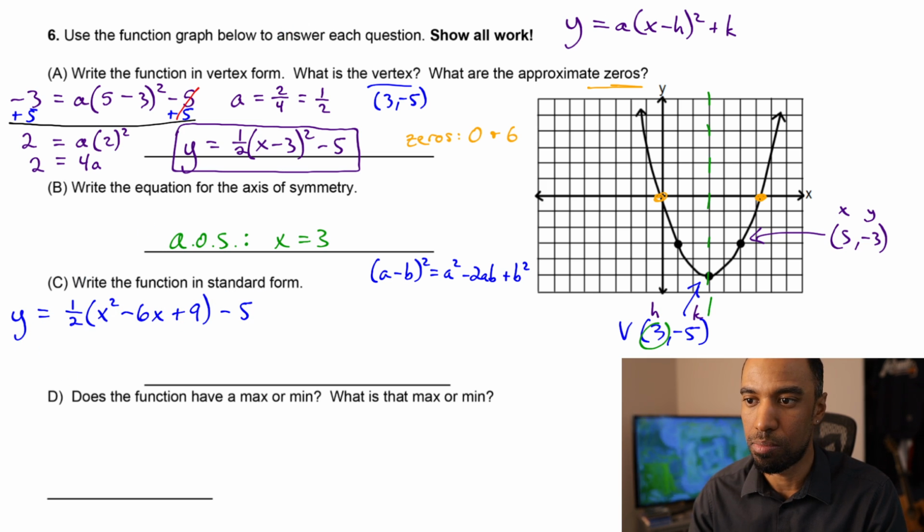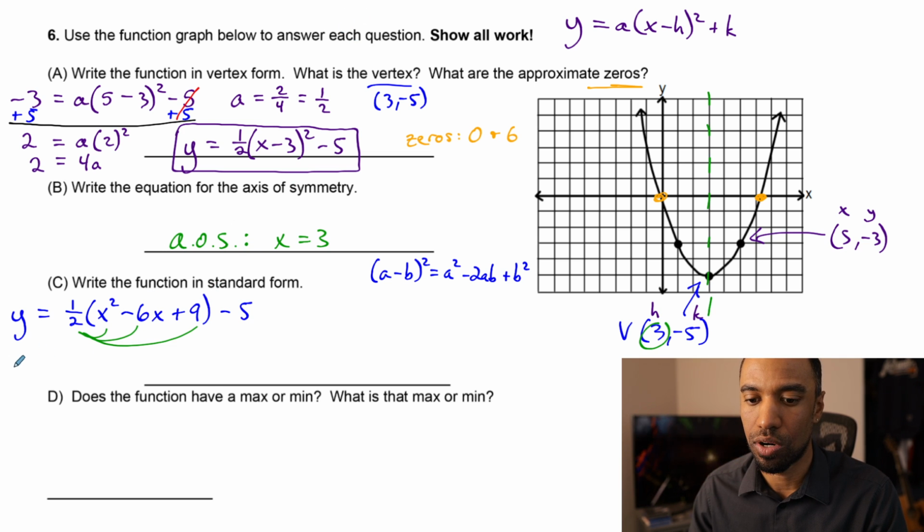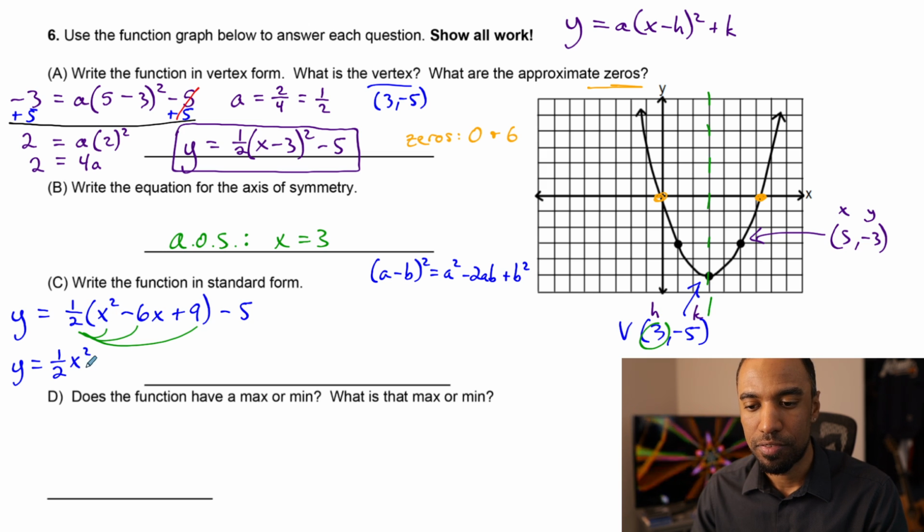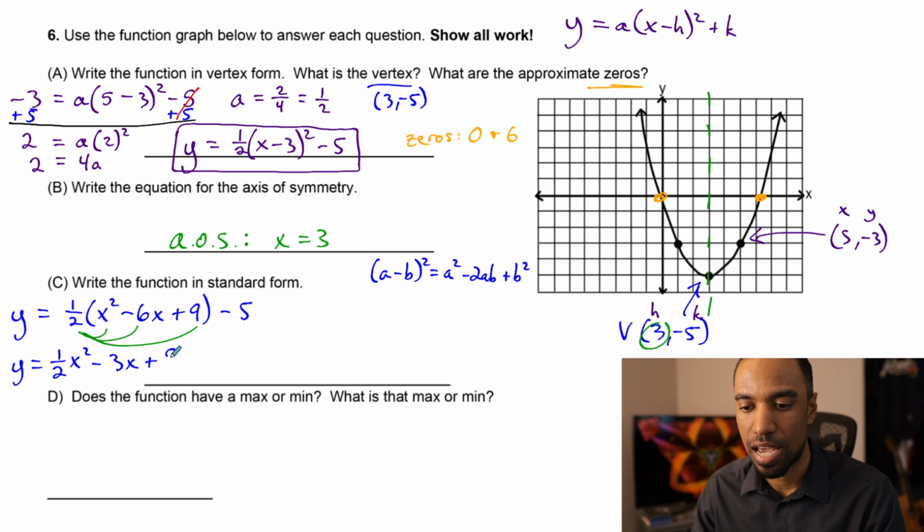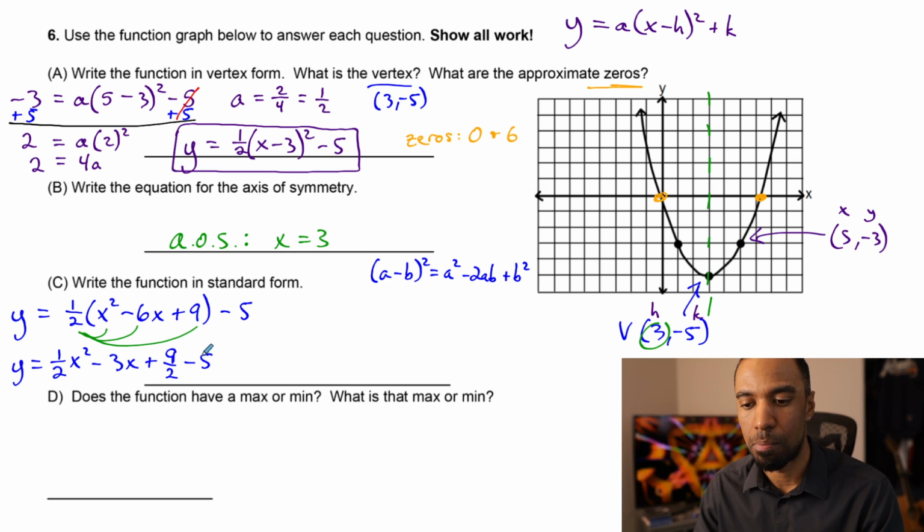Here we go. Distribute the 1/2 into x squared, negative 6x, and 9. We're going to get y equals 1/2 x squared. 1/2 of negative 6 is negative 3, so minus 3x. And here's everyone's least favorite part. Half of 9 is 9 over 2. Yes, I'm going to leave this as an improper fraction. Minus 5 right there. 9/2 minus 5.